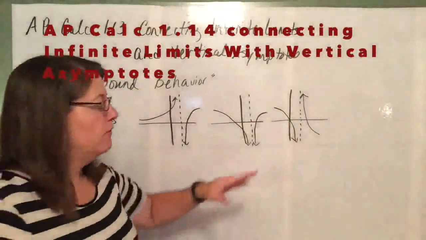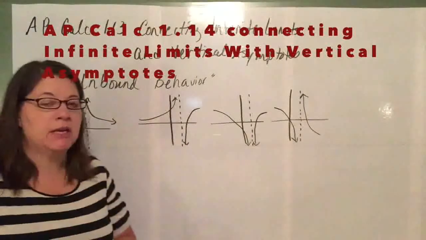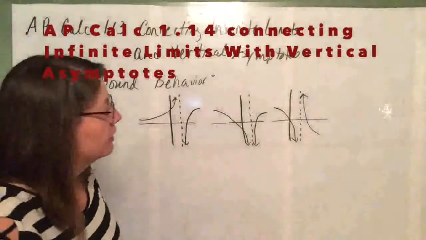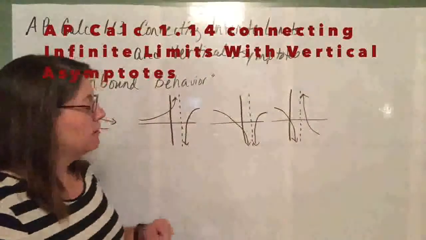You could also, for all of these, have horizontal asymptotes somewhere, depending on the degree of the numerator and the denominator, so we'll talk more about that later. So these are the 4 possibilities of unbound behavior.